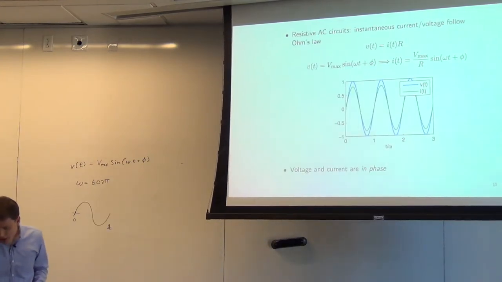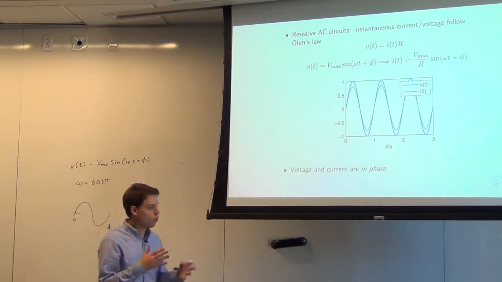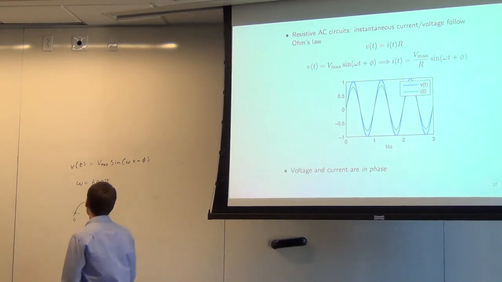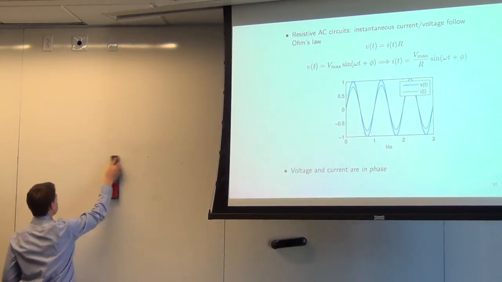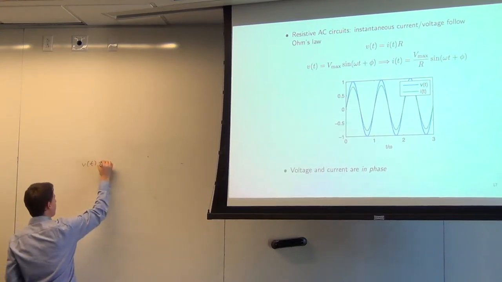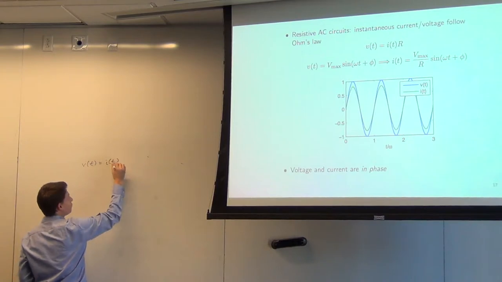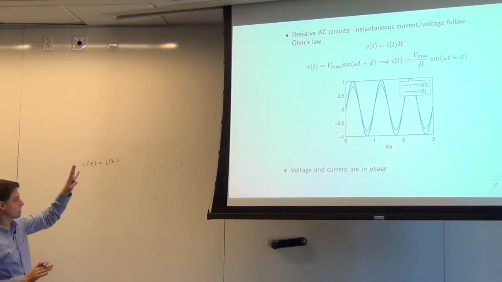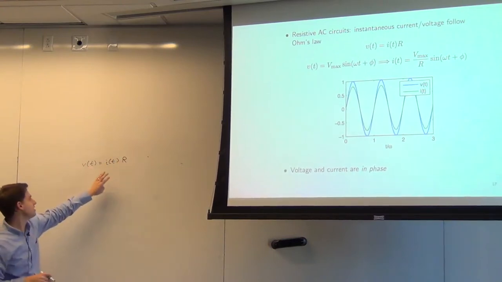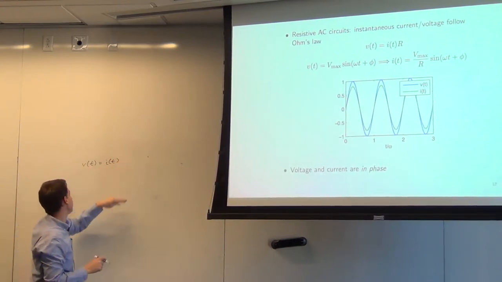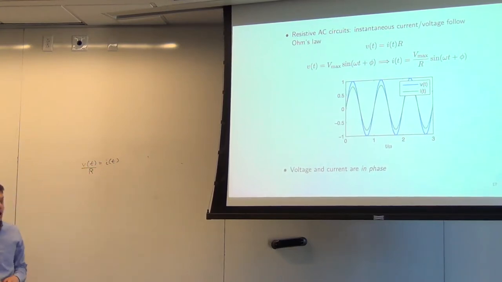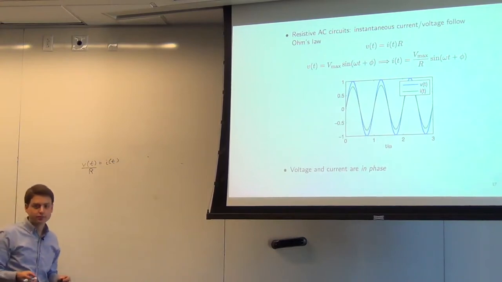And as you may expect, Ohm's law holds for AC circuits just like it did for DC circuits. Ohm's law said that the voltage was equal to the current times the resistance, and for AC it just holds instantaneously at every time. So this is AC circuits with just resistive loads. What this is saying is the voltage at time t is equal to the current times the resistance, or equivalently, the current at time t is equal to the voltage at time t divided by the resistance. And that holds instantaneously at every point.